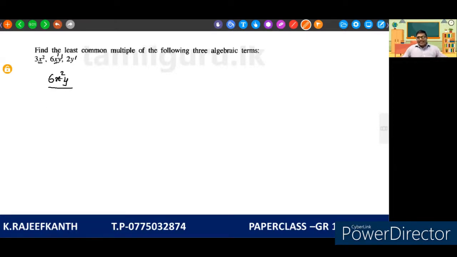Right? So directly we can find the LCM of these three terms. Otherwise you have to write each expression as a product of terms, then select the common terms, then multiply. But directly we can find the LCM of these three terms. First we find the LCM of the numbers, then the LCM of each variable expression. Then next one.